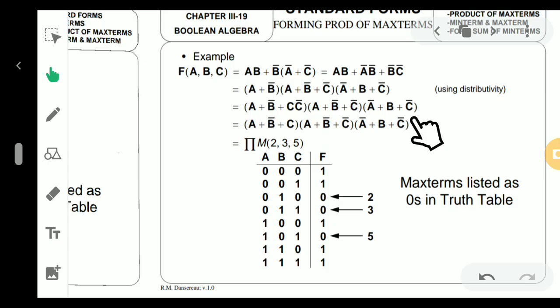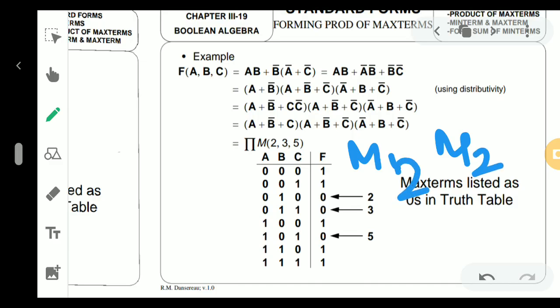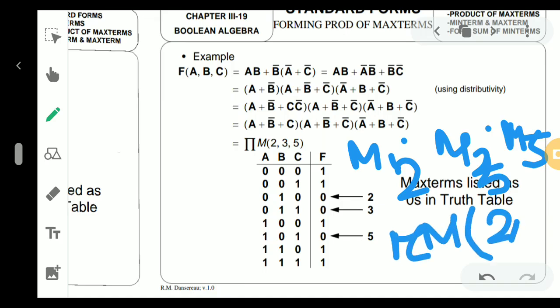Whenever we are getting these values over here, now we identify the maxterm values over here. Which is the maxterm? This is similar to that. It is 2, 3, 5. So capital M2 into M3 into M5 we can write down, and then in the second step we can write down pi of M of 2, 3, 5. In this way also we can find out.